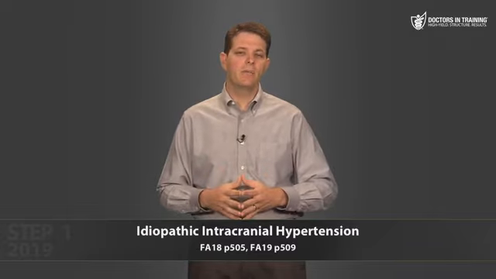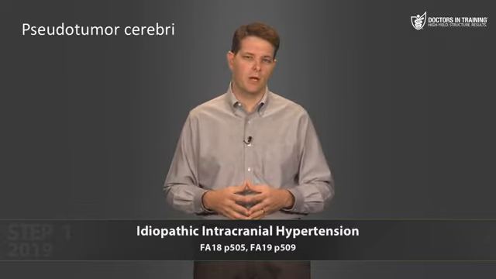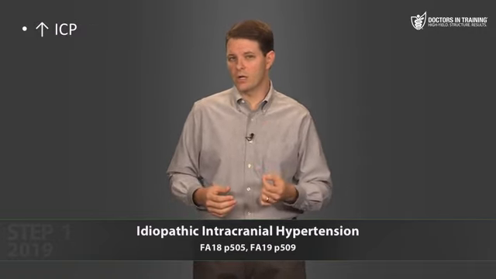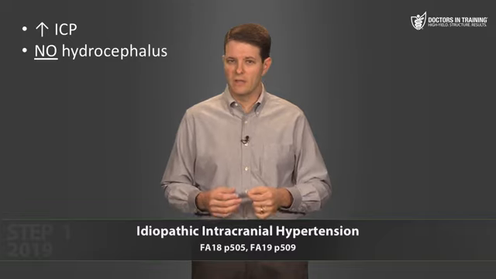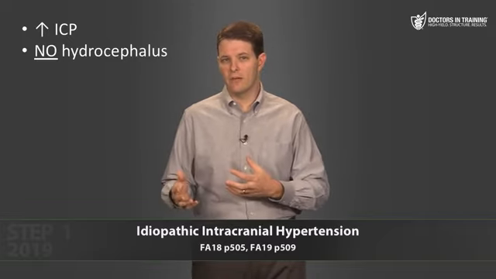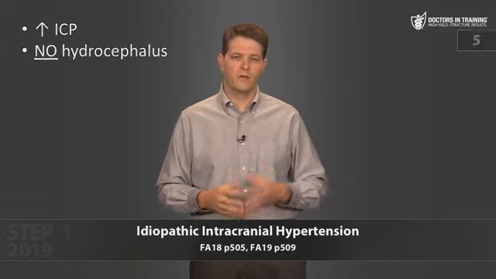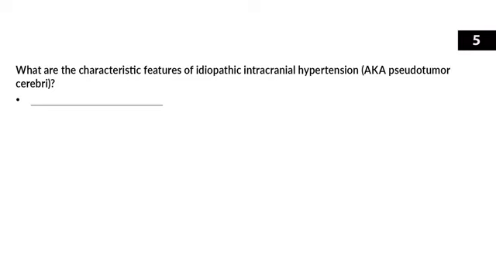Now let's talk about idiopathic intracranial hypertension, which you may know by the name pseudotumor cerebri. In idiopathic intracranial hypertension, there's elevated intracranial pressure, but no hydrocephalus. So it's the opposite of normal pressure hydrocephalus, in which there's hydrocephalus without elevated intracranial pressure. So let's look at the study guide. What are the characteristic features of idiopathic intracranial hypertension?